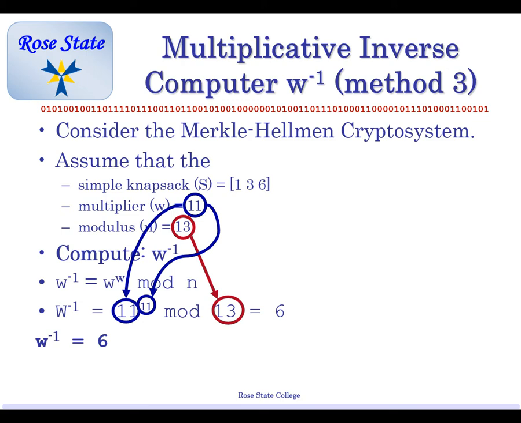Okay? So everybody okay in the 3 methods? W to the N minus 1, or N minus 2. Comparison, then W to the W. Those are the 3 methods. I even tell you which way to do them. Okay? So far, so good? So far, we've taken our simple super increasing knapsack. We've calculated the hard knapsack. Then we've used that along with our binary numbers to encrypt the text. Then we calculated the inverse of W, the multiplicative inverse of W.